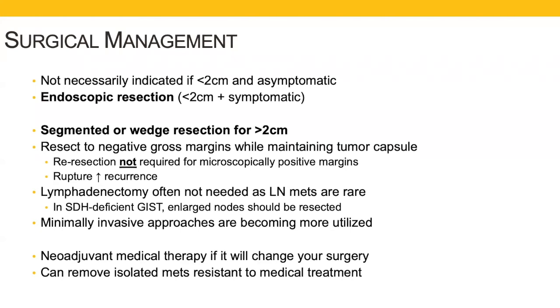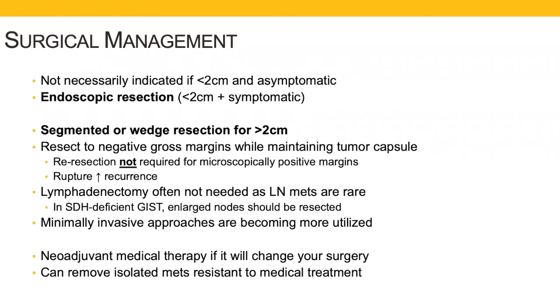If you send off your specimen to pathology and they call you back and they say that microscopically your margins are positive, you don't have to go back and re-resect to negative margins for these. You also don't have to complete a lymphadenectomy at the time of surgery, as lymph node metastasis is incredibly rare in these. The caveat being in SDH deficient GISTs, that enlarged nodes should be resected. And then minimally invasive approaches are becoming more and more common. They decrease bleeding and hospital stay and improve patient outcomes. So you'll see these done laparoscopically a lot of the time.